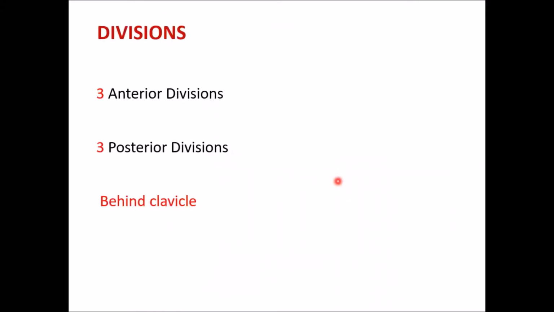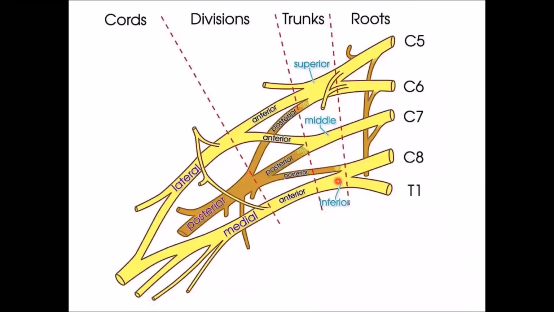Then there come divisions. There are 3 anterior divisions, one from each trunk, and there are 3 posterior divisions, one from each trunk, and they are lying behind the clavicle. Again, in this picture, you can see this is the upper trunk giving anterior and posterior division. This is the middle trunk, giving anterior and posterior division, and this is the inferior trunk giving anterior and posterior division.